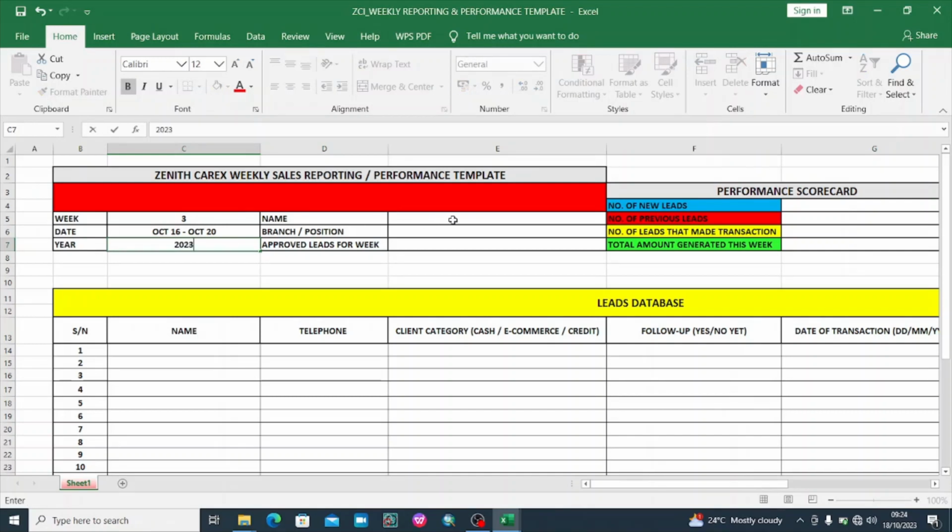Now, what is your name? In my own case, Olabi Mayowa. The branch and the position, Ibadan. Can you see Ibadan slash the position, let's say customer rep?